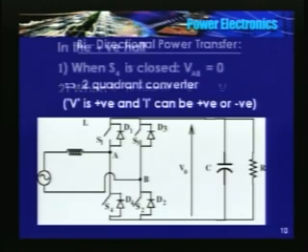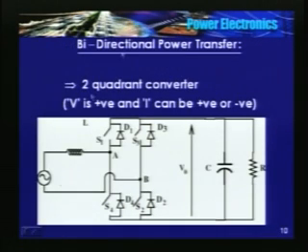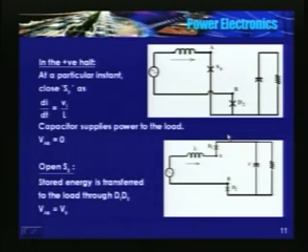So in this bridge, I close S4 only, current will flow through S4, D2, back, as in the previous case. Capacitor supplies power to the load. So the equivalent circuit is here: S4, D2, back and capacitor. di by dt is Vi by L. Vi is the instantaneous value of the input voltage. And what is VAB? It is 0, because it is short circuited.